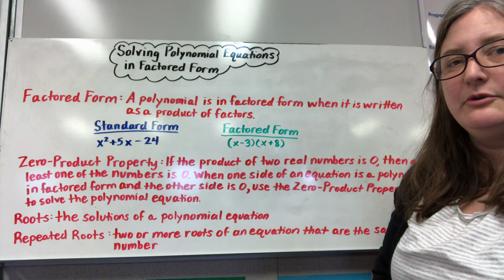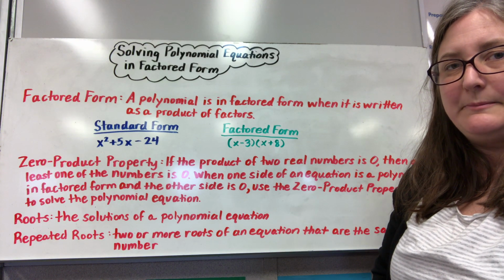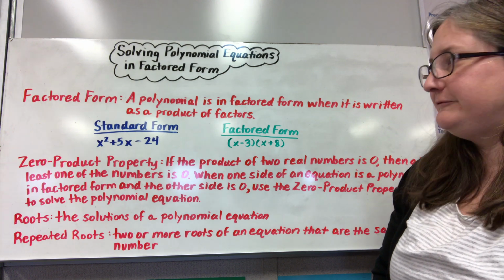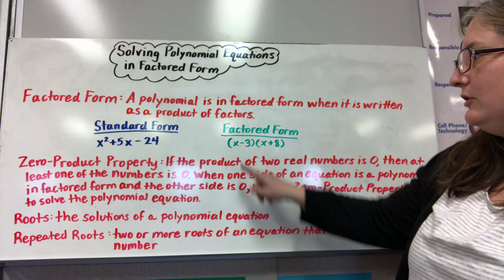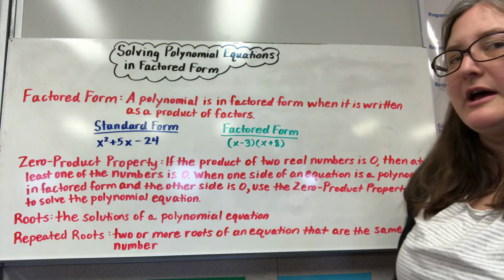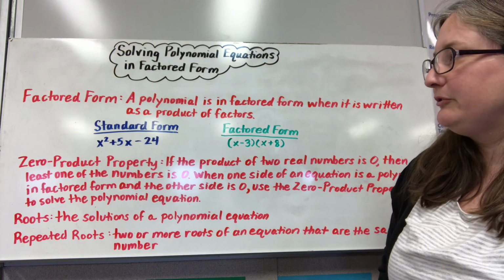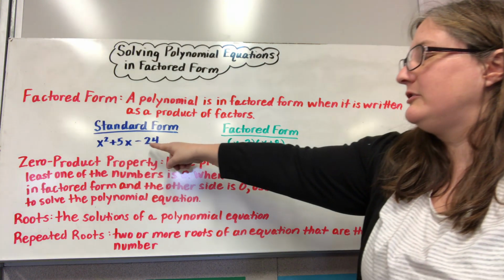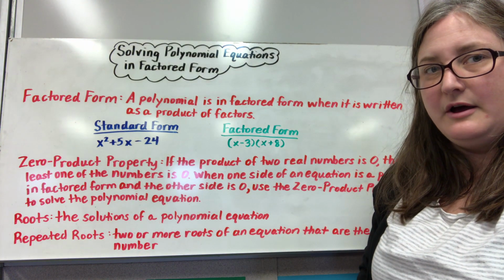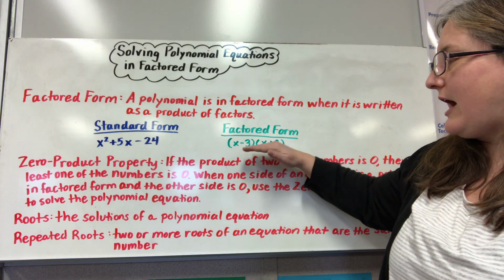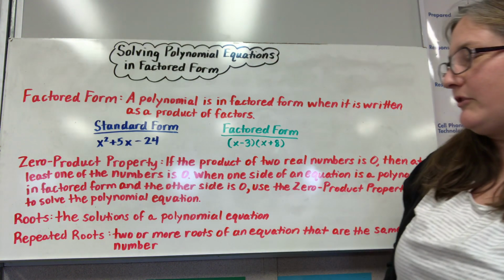This is solving polynomial equations in factored form. Factored form is when a polynomial is written as a product of factors. So it's still written as two factors that need to be multiplied. Whereas standard form is when you've already multiplied and you're writing it from the greatest degree all the way to the smallest degree from left to right. So factored form is before you've gotten to this type of answer.